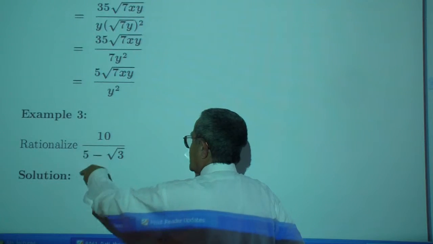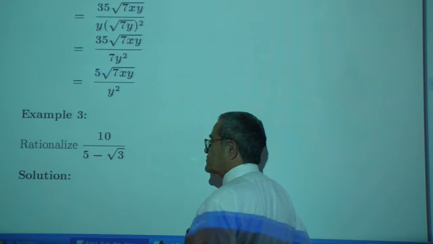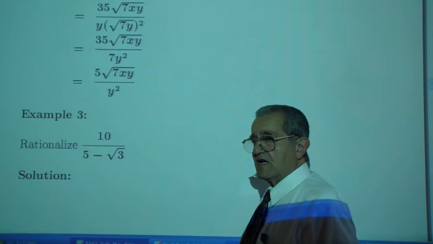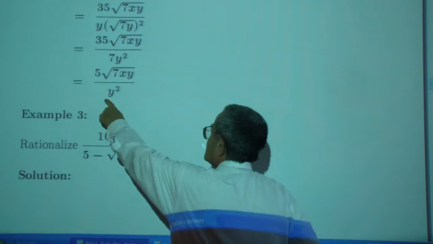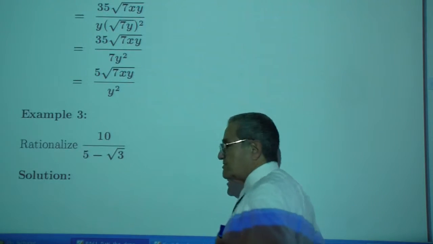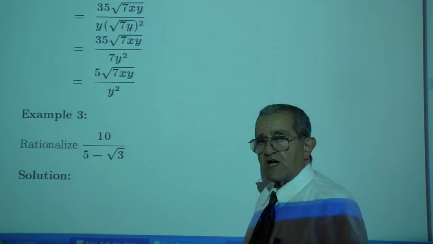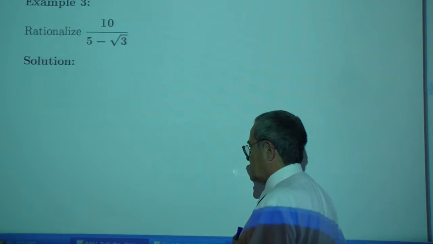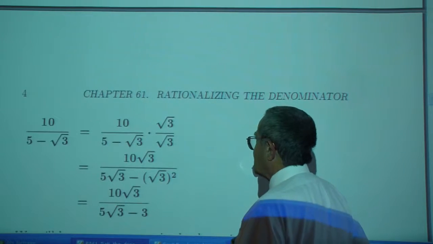Here, if you multiply numerator and denominator by square root of 3, you're stuck with the square root of 3. So that's not the way to do it. When you have a monomial, this works very nicely. If you have a binomial in the denominator, multiply by the conjugate of the denominator, which means 5 plus square root of 3. And why does that work?